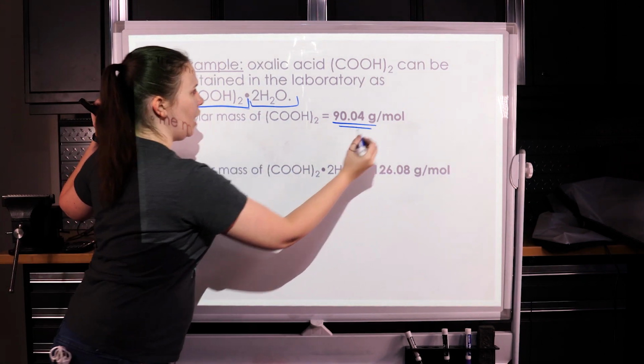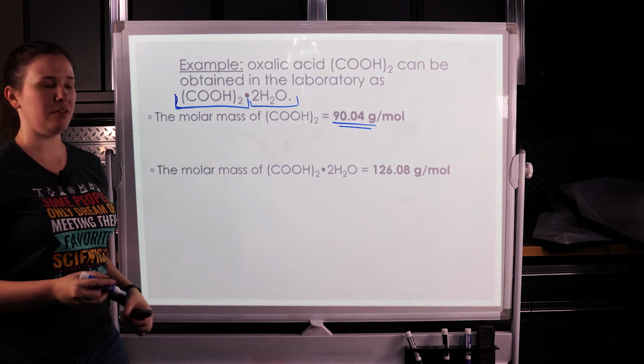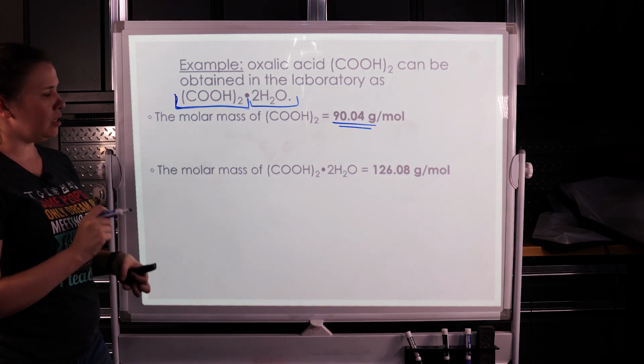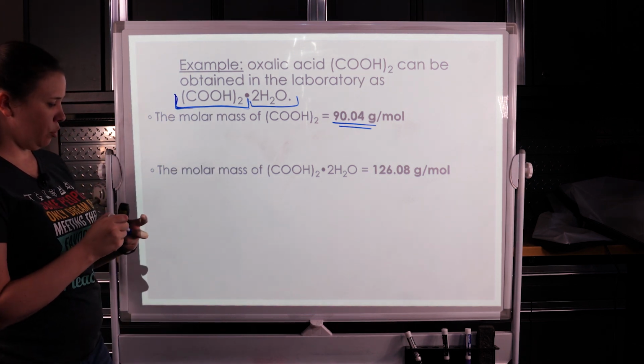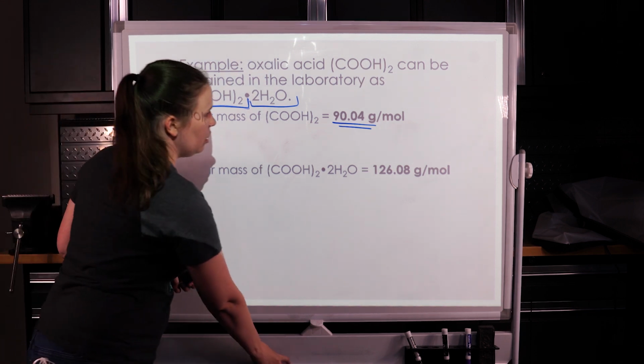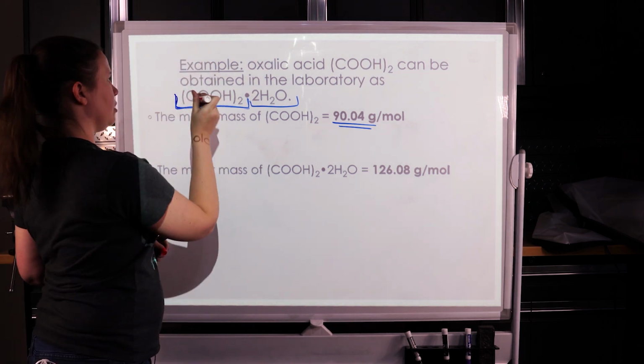Save us a little bit of time. Remember, you would just add up the molar mass of each atom. That's going to get you 90.04. But then the molar mass of the entire compound is 126.08.